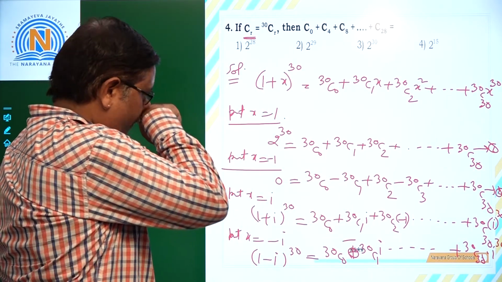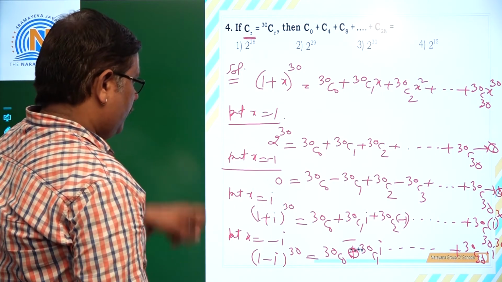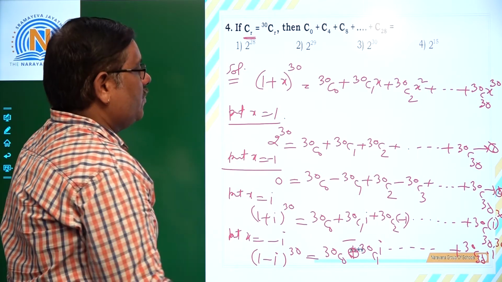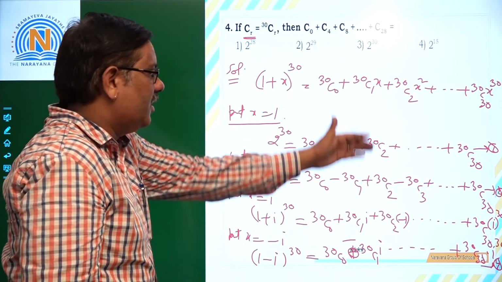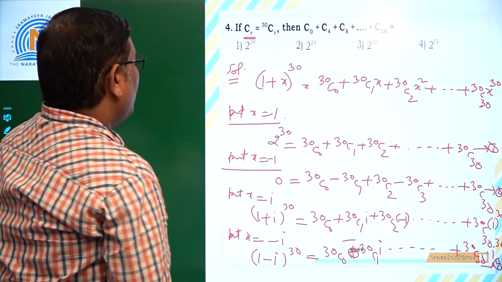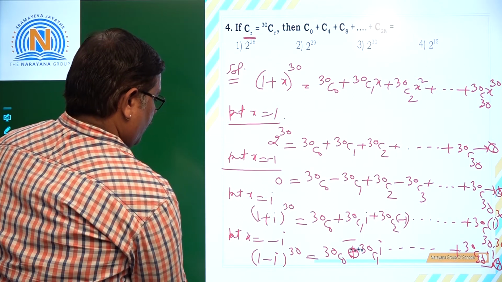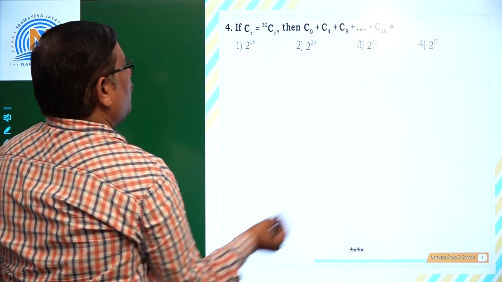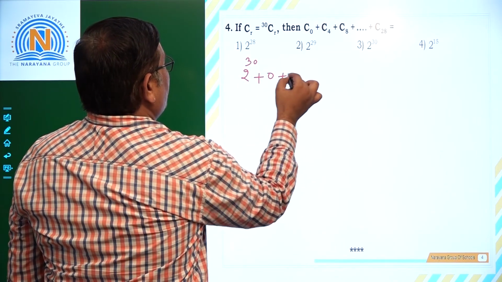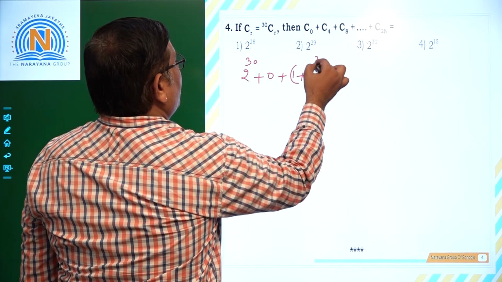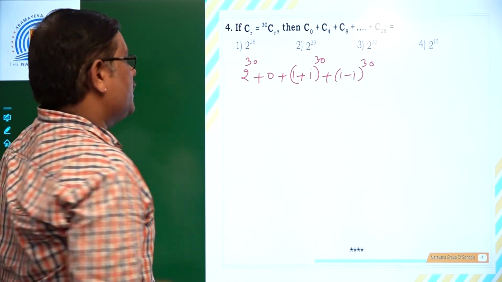Now, in this process, if you simplify this, what are you going to have? We have to add up all these 4. If you add up all these 4, what are you going to have? Let us see that. If you add up all these 4, we have 2 power 30 on the LHS part, plus 0, plus (1 plus i) whole power 30 plus (1 minus i) whole power 30.